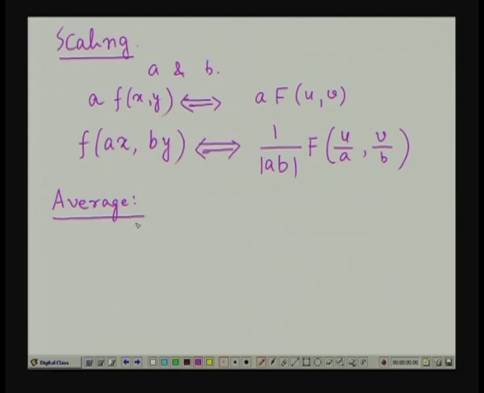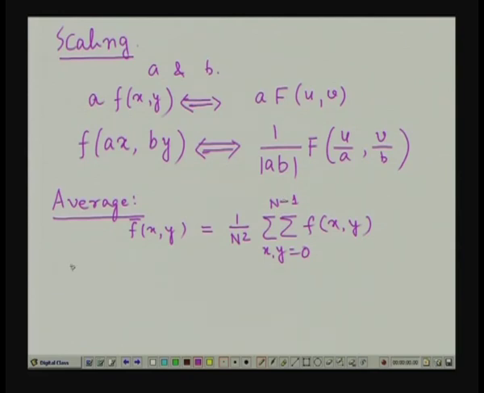Now, the average value for f(x,y), if I represent it like this, is given by 1 upon capital N square into the summation of f(x,y), where the summation has to be taken for x and y varying from 0 to capital N minus 1. So, this is the average value of the signal f(x,y).